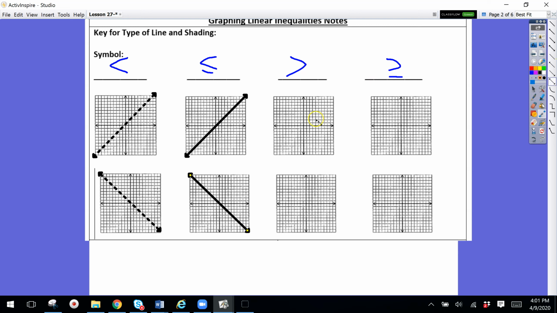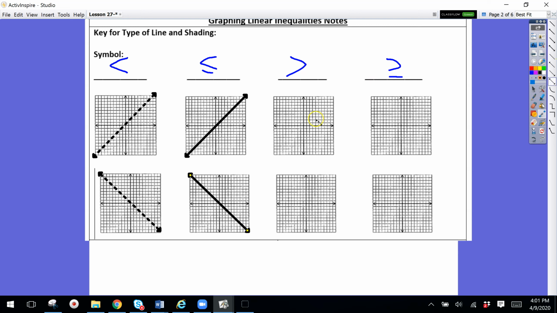And so we're going to use this key to refer back to when we are shading and making our lines. So notice that for greater than and greater than or equal to, the shading still remains the same. The only difference is the type of line. Same thing for less than. The less than remains the same, which is kind of the opposite of greater than, but the line will be dependent on whether you have the equal sign or not.